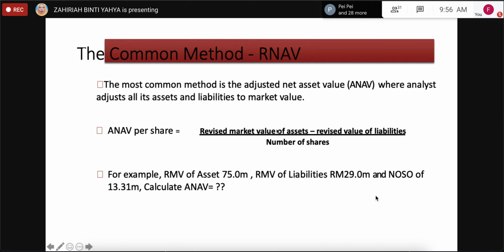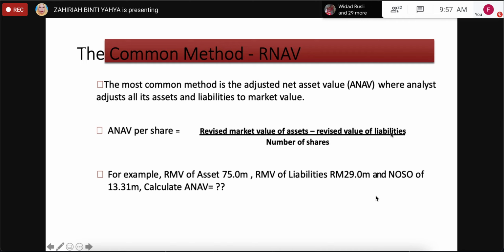of asset. Betul ke salah kalau letak book value of asset? Salah. Normalize lagi. So book value tu kita kena adjust dulu, ya. Kita dapatkan revised market value of asset. Same goes to liabilities, ya. Jangan ambil yang daripada balance sheet tu, ambil je letak kat sini, tak boleh. You have to revise, ya.